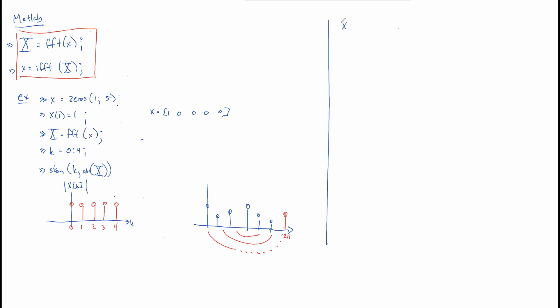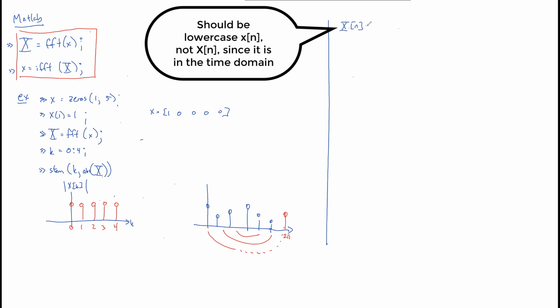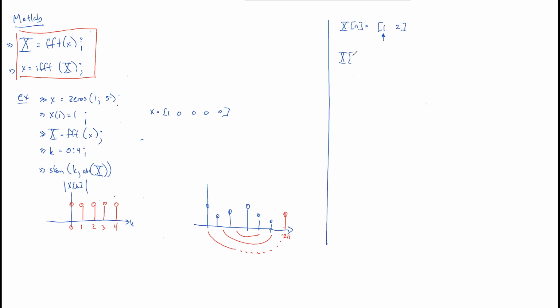Sure. Let x of n equal this. Then x of k is always equal to the summation of x of little n e to the minus j 2 pi k little n over capital N.